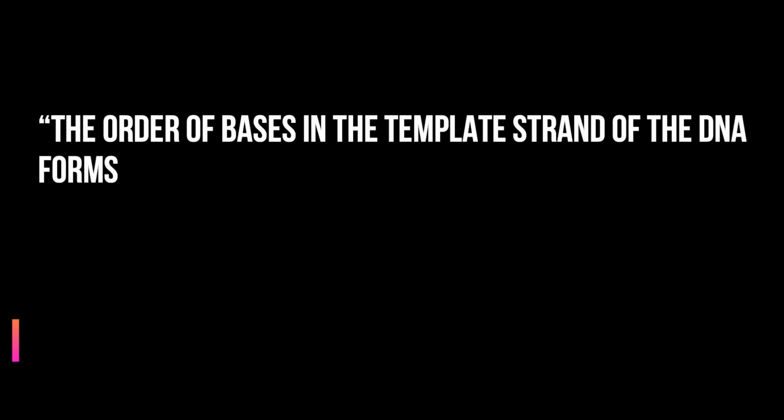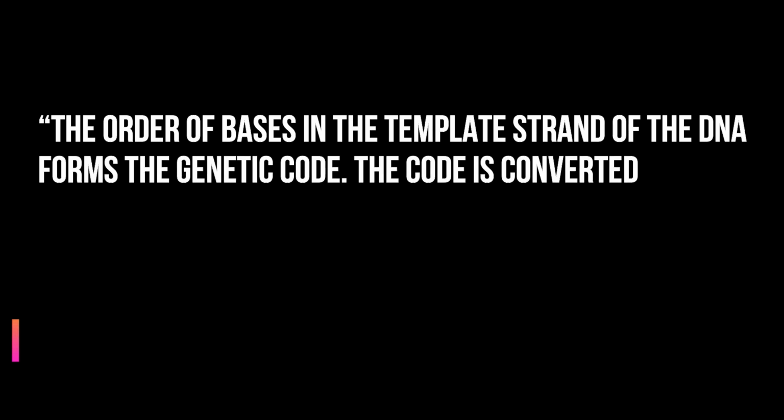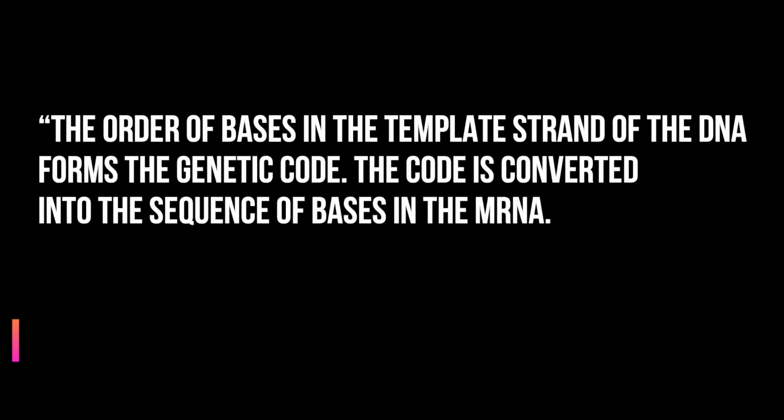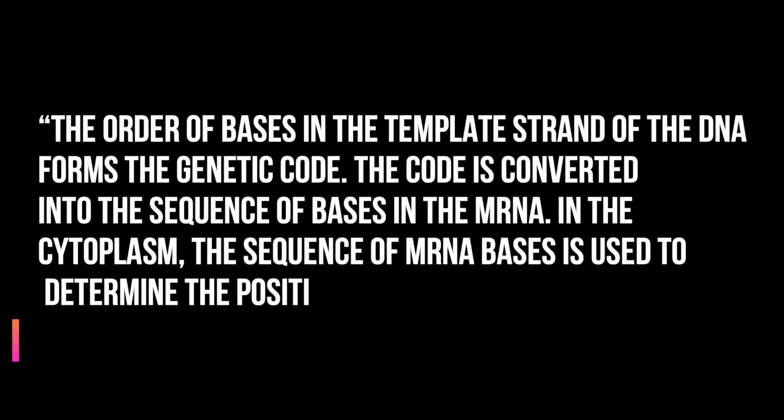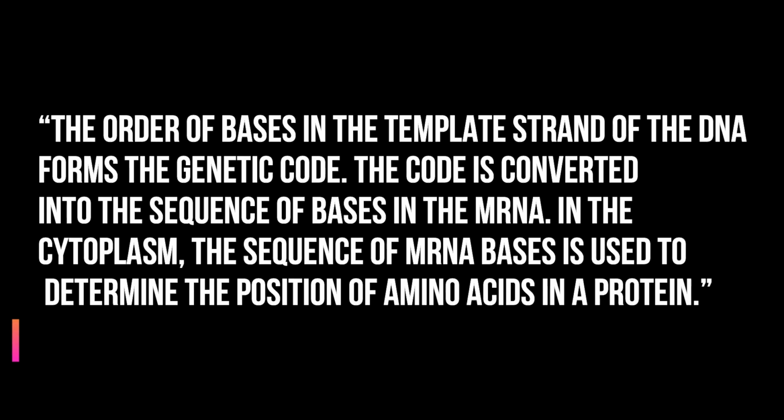Now, here's a short summary of the entire process in just 2 sentences. The order of bases in the template strand of the DNA forms the genetic code. The code is converted into the sequence of bases in the mRNA, and in the cytoplasm, the sequence of mRNA bases is used to determine the position of amino acids in a protein.